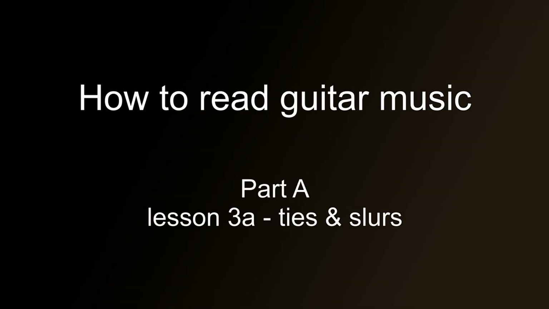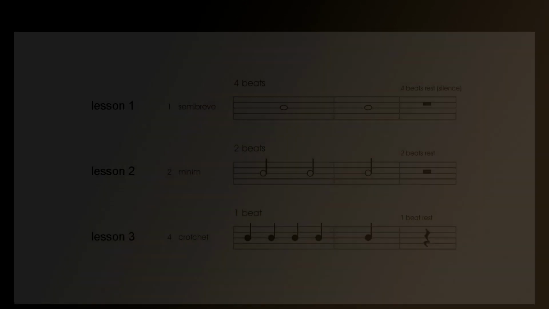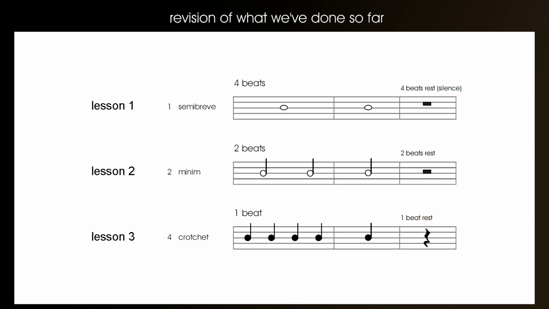How to read guitar music, Part A, Lesson 3A. The tie or slur symbol. Because this is a 3A lesson, there are no exercises you need to do and no homework. You just need to listen to the information I'm giving you and try to take in as much as you possibly can. So, firstly, let's revise some of the things we've learned in the previous lessons.